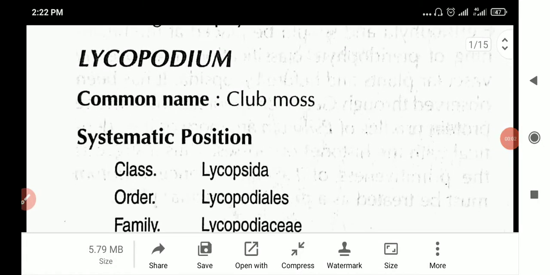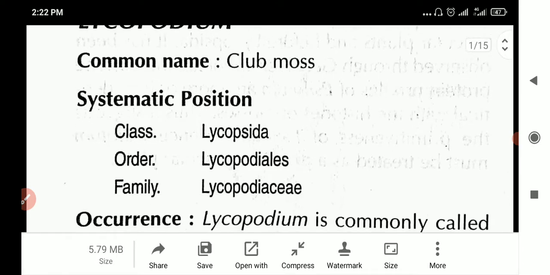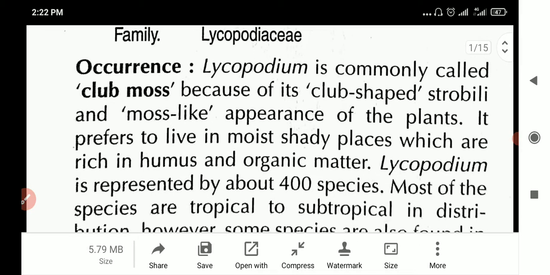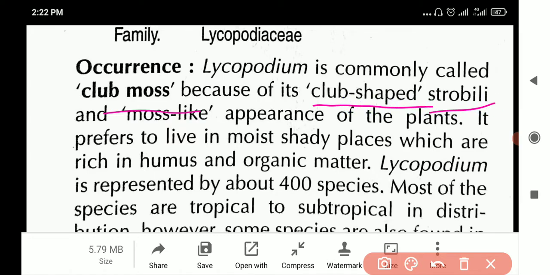Okay, we were doing the life cycle of Lycopodium, which is commonly known as club moss. This is the systematic position we have done in the classification of pteridophytes, so this is just a revision for you. It is commonly called club moss because it has club-shaped strobili. A club is like a baseball bat, and it has a moss-like appearance.